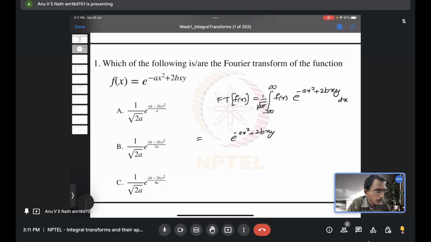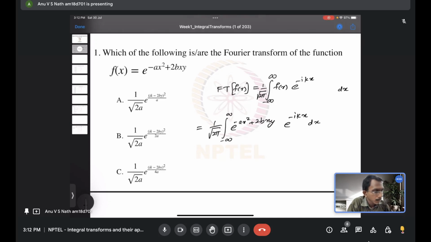Then we have to... okay, I made a mistake here and nobody pointed it out. That's actually raised to minus ikx. I just copied the function itself there. Okay, so I think now you understand what the mistake was. It's minus ikx, then dx, minus infinity to plus infinity, 1 by square root of 2 pi.